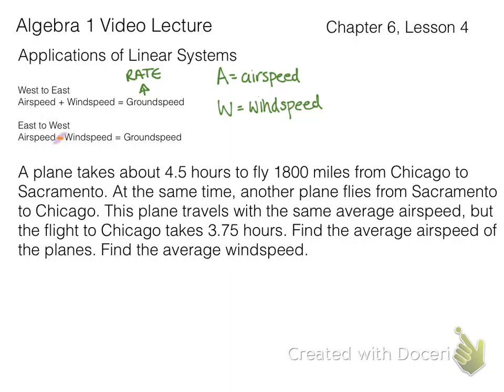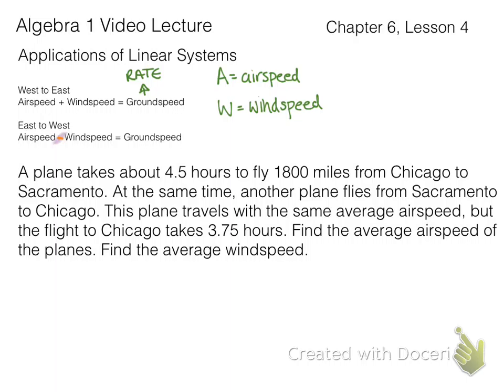A plane takes about 4.5 hours to fly 1,800 miles from Chicago to Sacramento. At the same time, another plane flies from Sacramento to Chicago. So they're going opposite directions. This plane travels with the same average airspeed, but the flight to Chicago takes 3.75 hours.